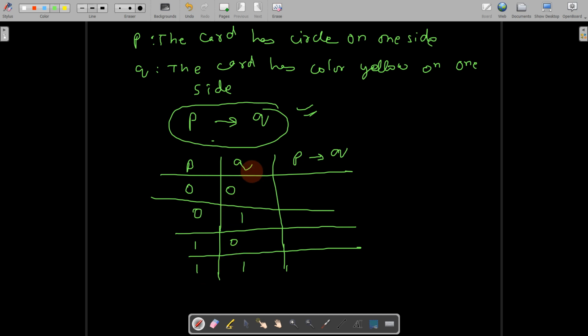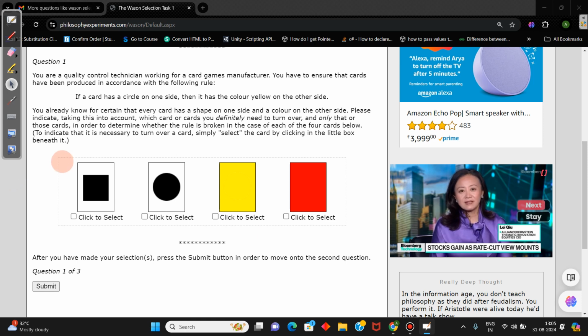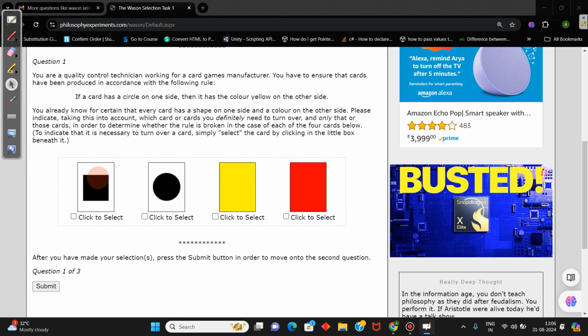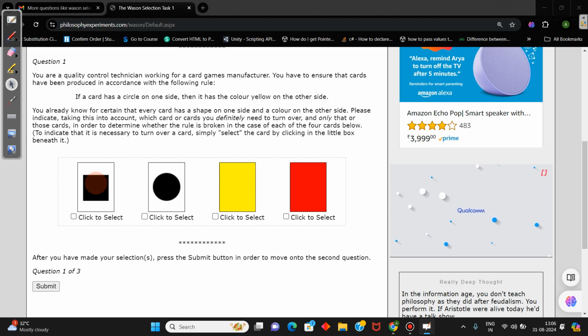This 0 for Q means that the card has color yellow on one side is not true, that means it has some other color. And Q as 1 means the statement, the card has color yellow on one side, is true. Now I know that P implies Q is false only in one case, when P happens and Q did not happen. So only in this place it would be a 0, otherwise it would be a 1. Let's check all the options one by one, whether we need to turn that card and see what's on the back side or not.